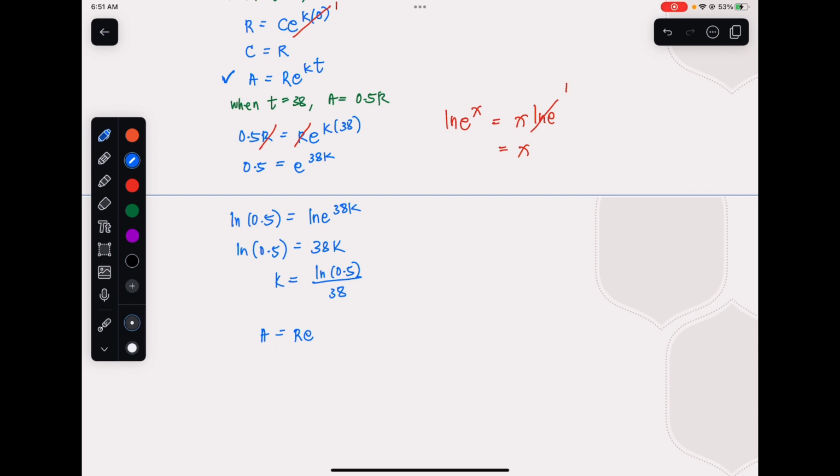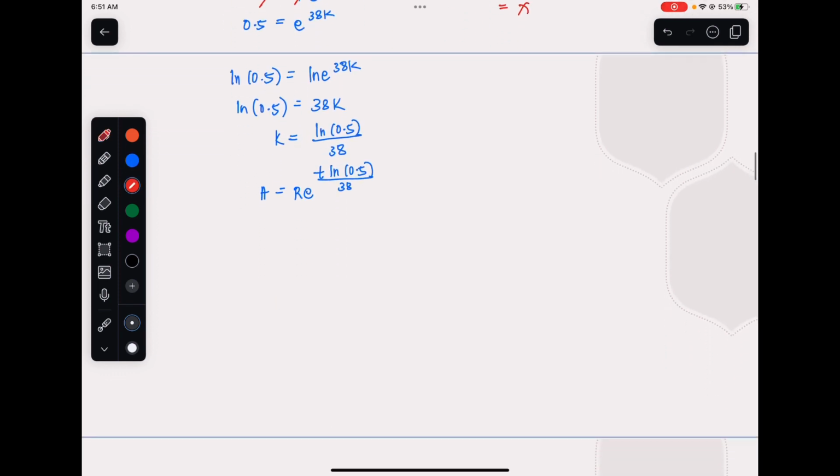Since we have K as ln 0.5 over 38, I'll start with T, so that would be T ln of 0.5 divided by 38. So A is equal to R e raised to T ln of 0.5 over 38. This will be our working equation. It's an equation which involves the dependent variable A and the independent variable T.